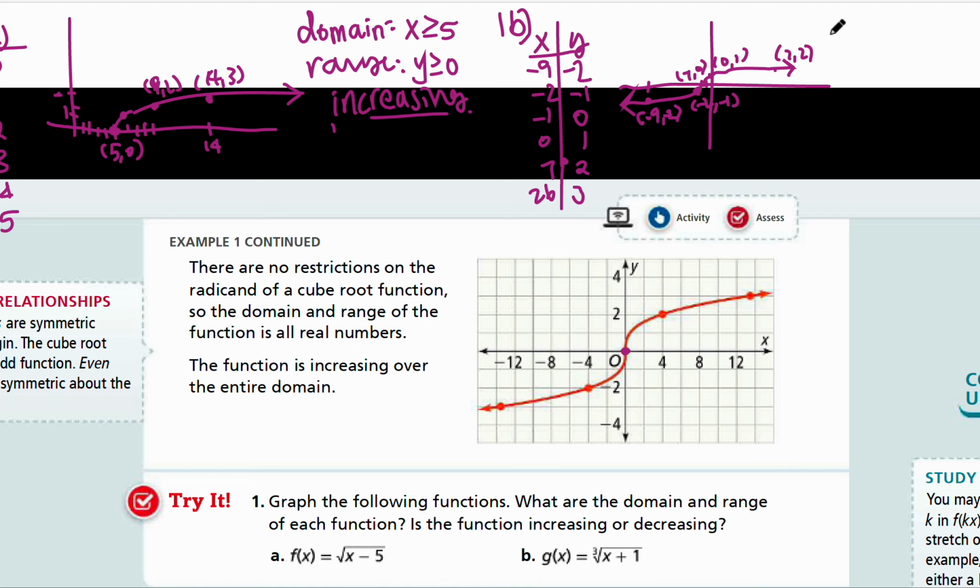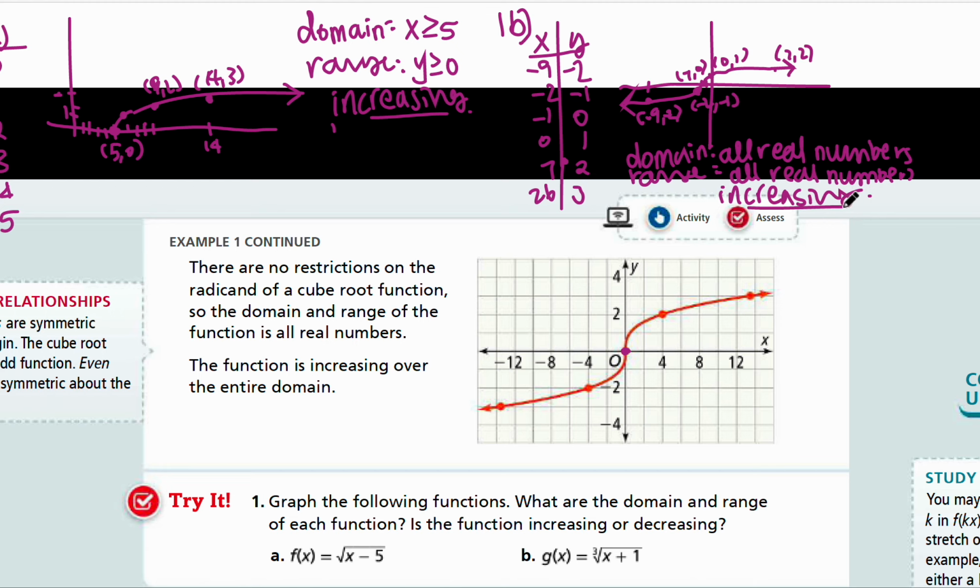What's our domain? Domain is all real numbers. You can pretty much have anything, right? And then the range is also all real numbers. And then the graph, from left to right, it seems like, oh, this is decreasing, that's increasing. No, from left to right, is the graph going up or down? So from left to right, this is increasing and that's also increasing. So overall, the graph is increasing.